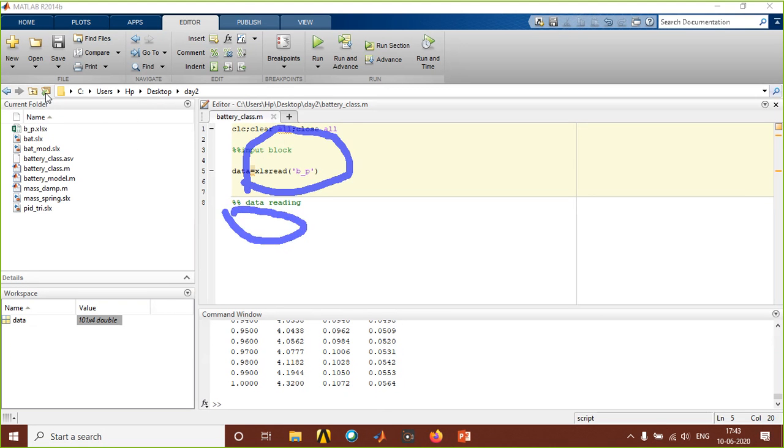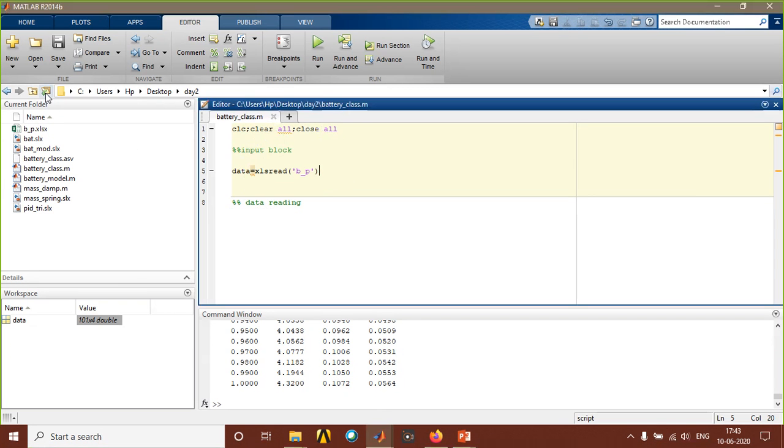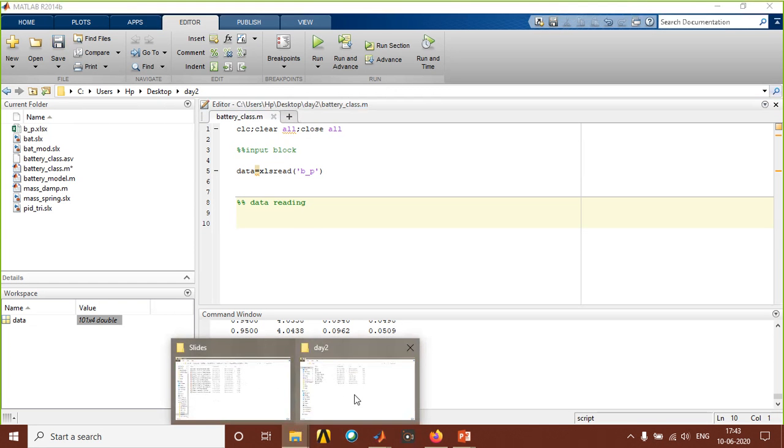Now I'm going to segregate the data, because the Excel sheet has a bulk of data and we don't know what to do with it. So I'm going to separate the data. How am I going to separate the data? Guys, please listen.